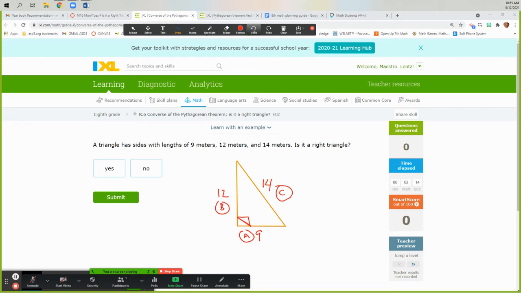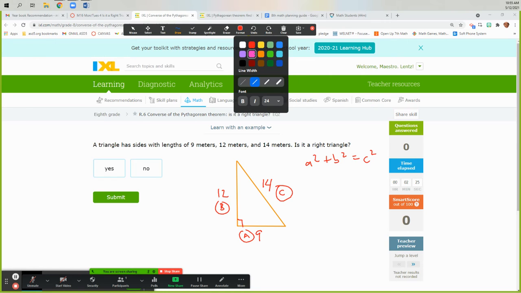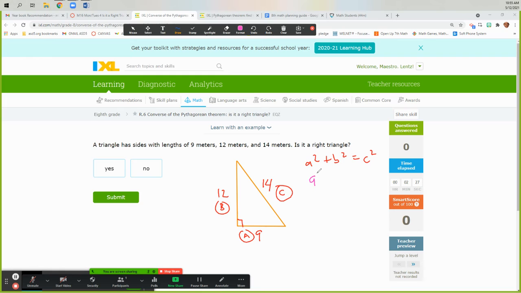I'm going to take A squared plus B squared equals C squared and see if it comes out with the correct number. So if A is 9, we're going to do 9 squared plus B, which is 12 squared, equals C, which is 14 squared. But I'm just going to leave it as C squared. At the end, my hope is that C equals 14. If it does, then my answer is yes, it is a right triangle. If the answer does not come out as 14 for C, then the answer is no, it wasn't.